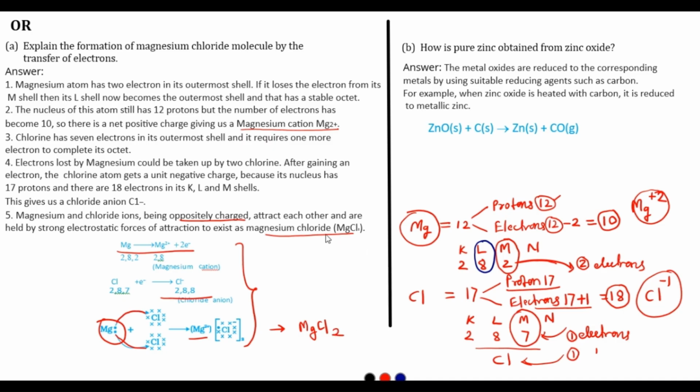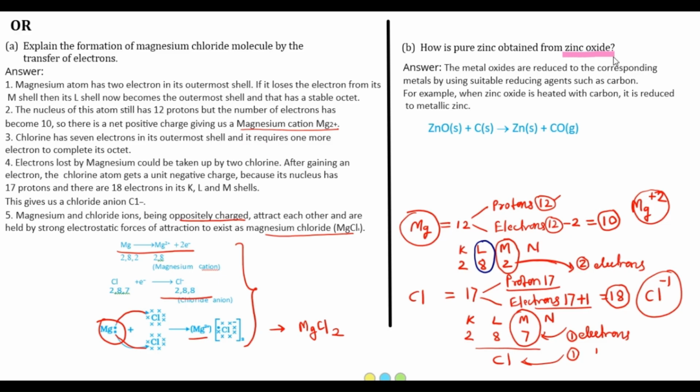Now the next question, that is question B. How is pure zinc obtained from zinc oxide? So we have to obtain pure zinc from its ore, which is called zinc oxide. Zinc oxide is nothing but ZnO.